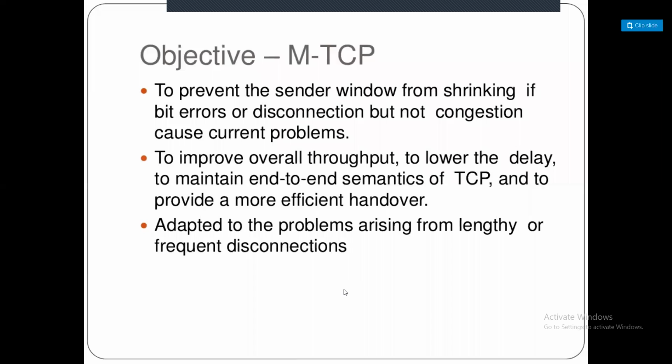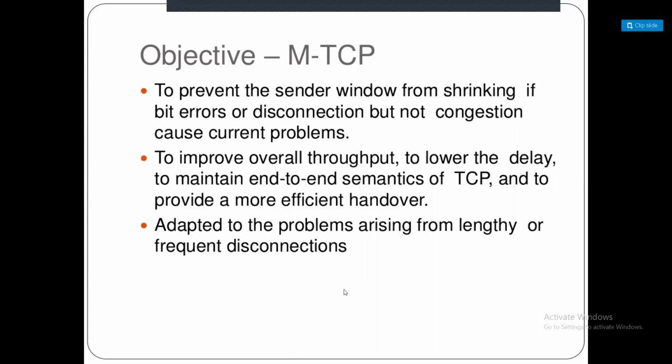Okay, and one more objective of MTCP is to improve overall throughput and lower the delay. What is meant by throughput? Throughput means how much data and how many packets will be transmitted per minute, per second, or per particular amount of time. Okay, the MTCP objective is to improve the overall throughput.